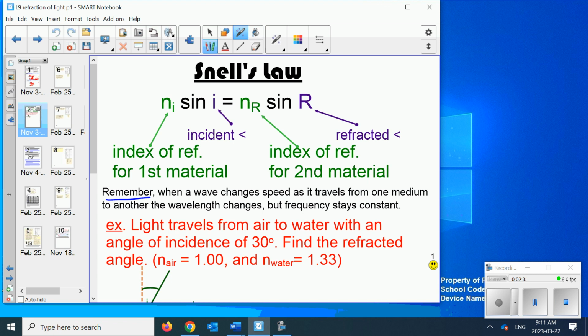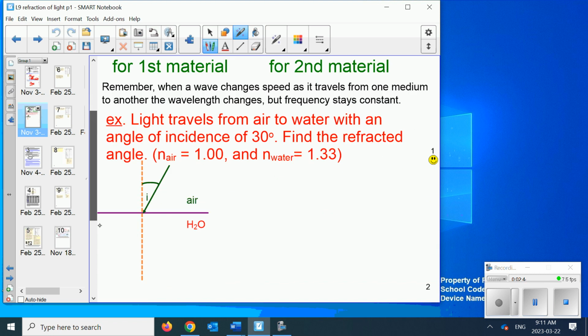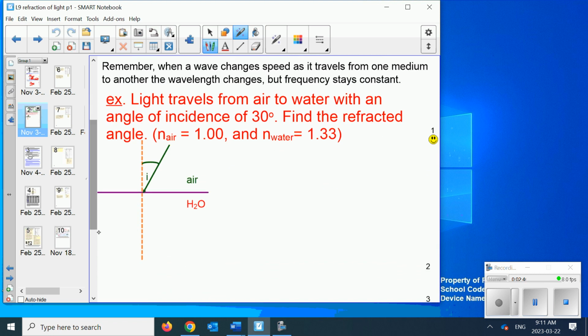Remember that when a wave changes speed as it travels from one medium to another, the wavelength changes, but the frequency stays constant. That might come up. We've used that before. We've never used this Snell's law, so I'm going to do it together.